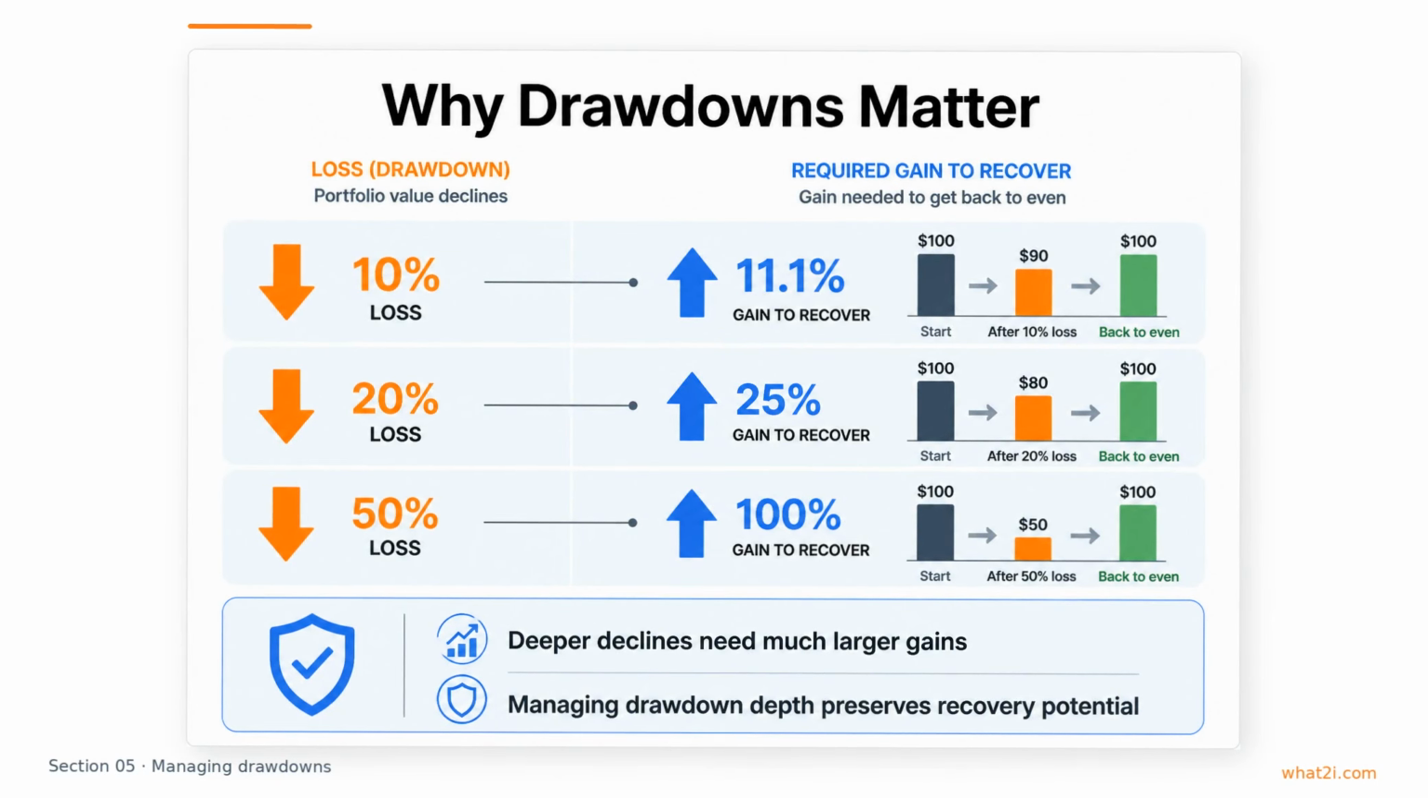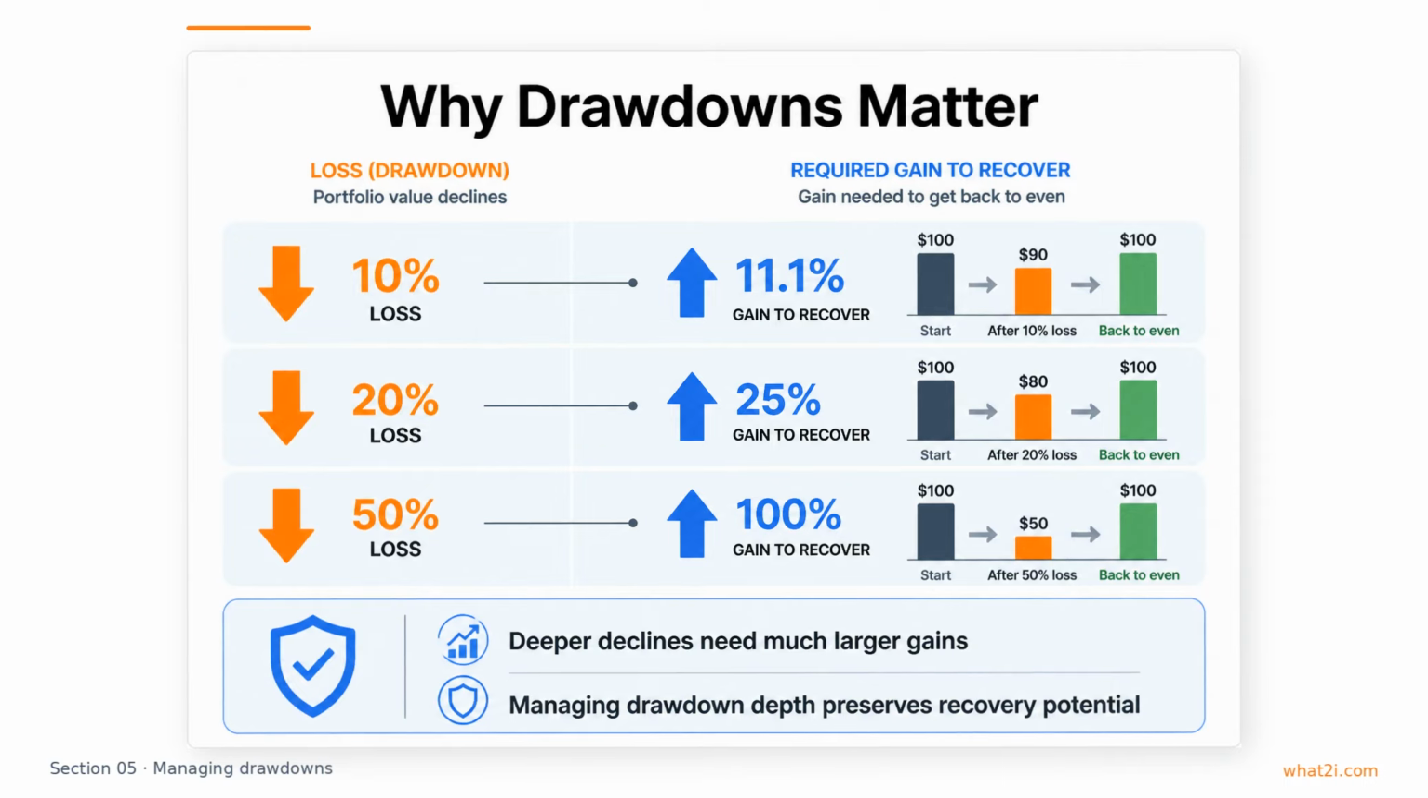A 10% loss needs an 11% gain just to get back to even. A 20% loss needs 25%. A 50% loss needs a full 100% gain. The deeper the decline, the harder the recovery becomes because you are trying to rebuild from a smaller base.